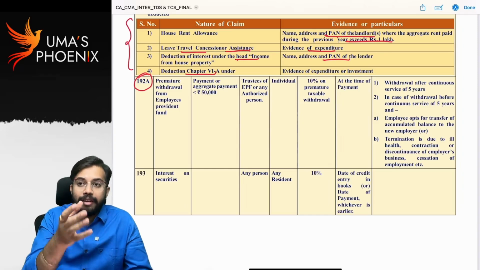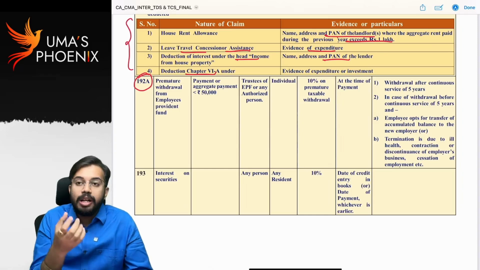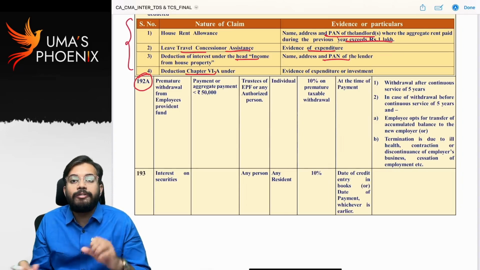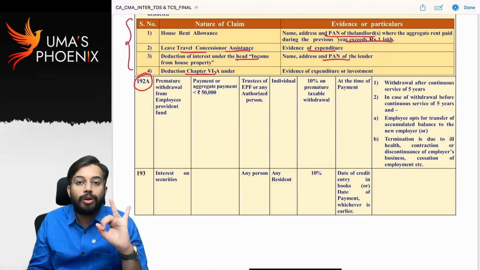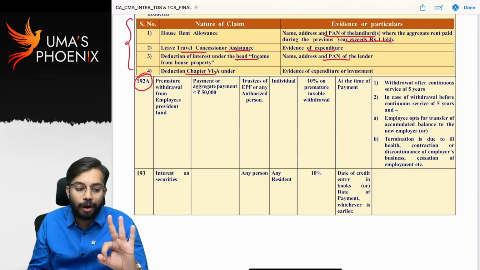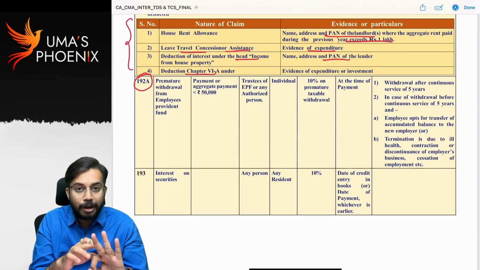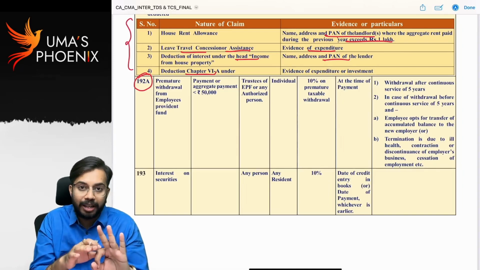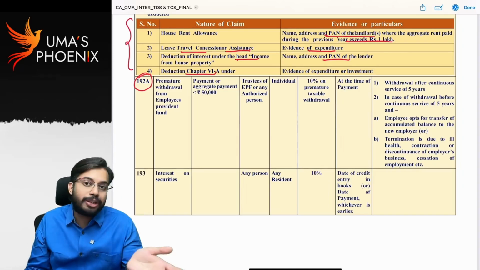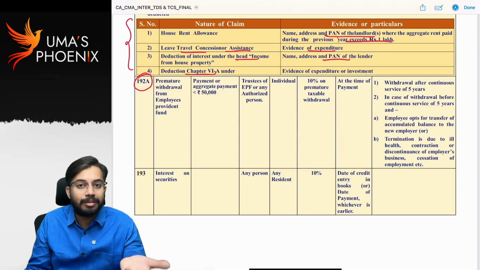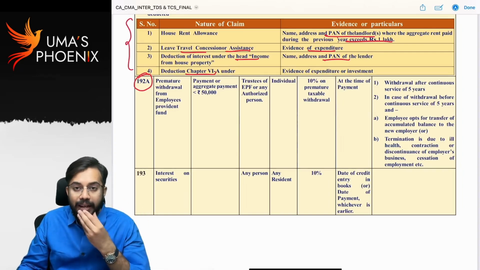Before completion of 5 years, you are withdrawing the amount. If you are withdrawing because of ill health of the employee or closure of business by the employer or any reason beyond the control of the employee, for these 3 reasons, if the amount is withdrawn from a recognized provident fund before completion of 5 years, then also such income is not taxable. When income is not taxable, TDS is not required to be deducted.